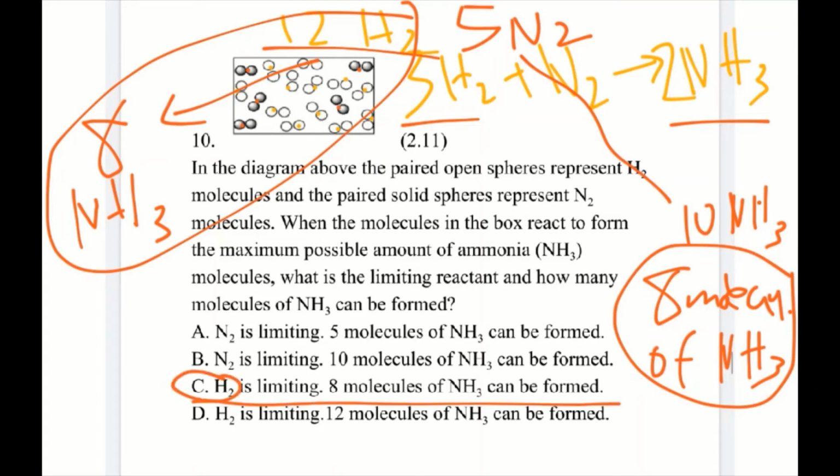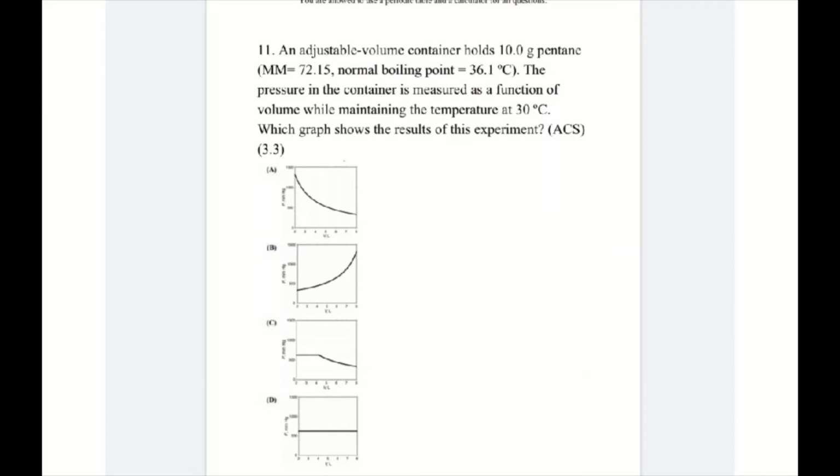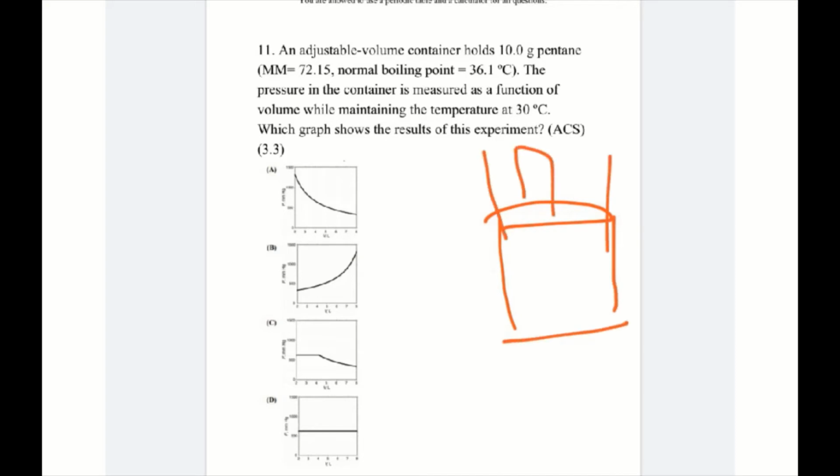So this is a review from the previous unit, and this is to see whether you are on guard. Next question. An adjustable volume container holds 10 grams of pentane. So let's draw an adjustable volume container, and it holds 10 grams of pentane with a molar mass of 72.15 and a normal boiling point of 36.1 degrees Celsius. The pressure in the container is measured as a function of volume while maintaining the temperature at 30 degrees. Which graph shows the results of this experiment?